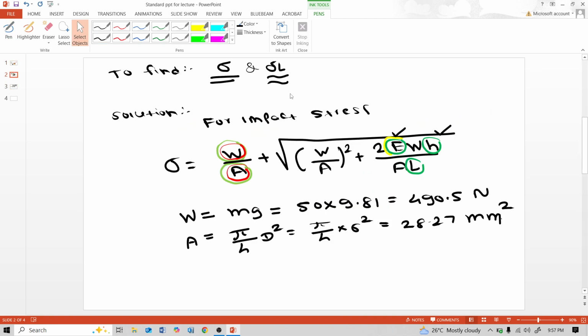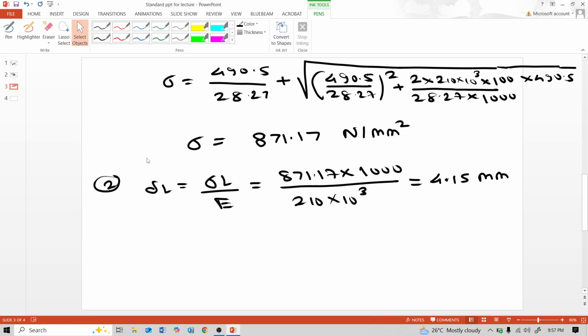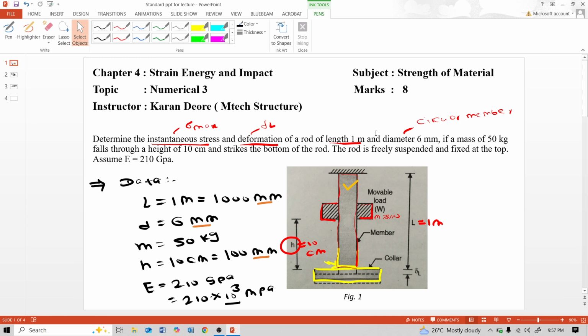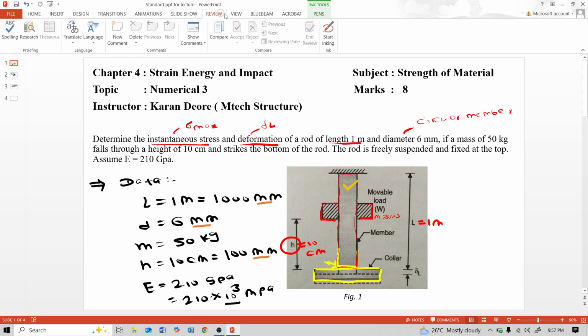And only by using this impact stress formula and by using this deformation formula, you will get 8 marks in the exam.